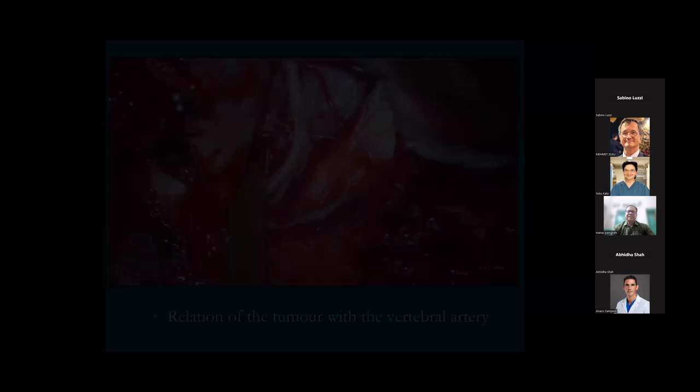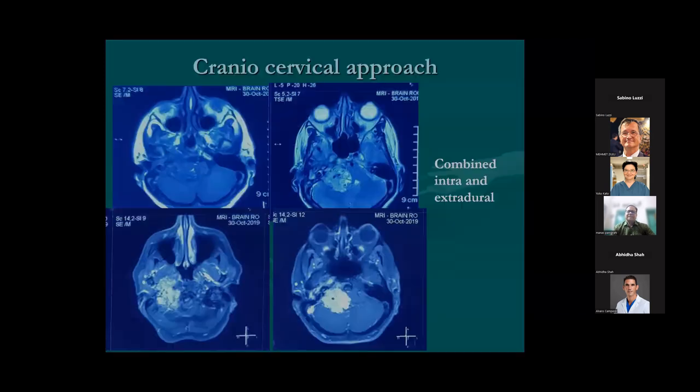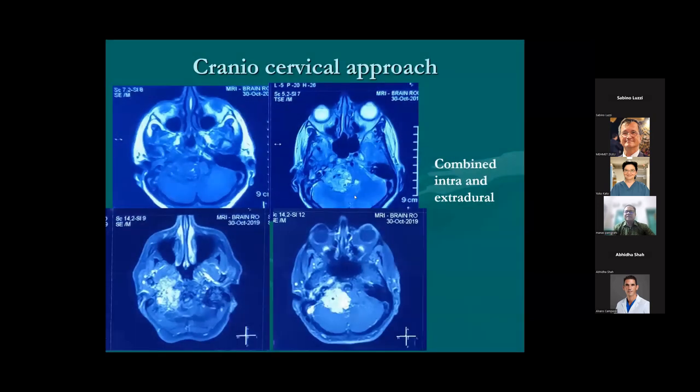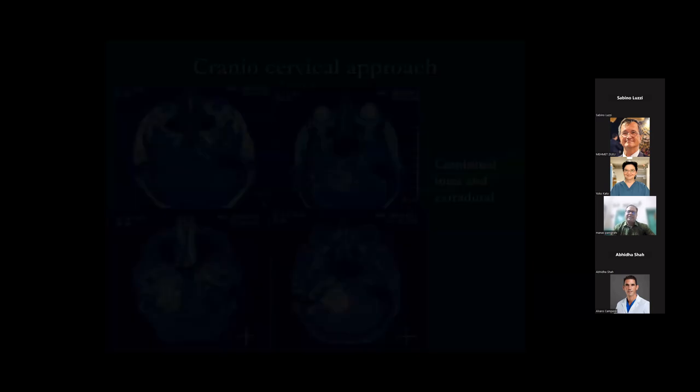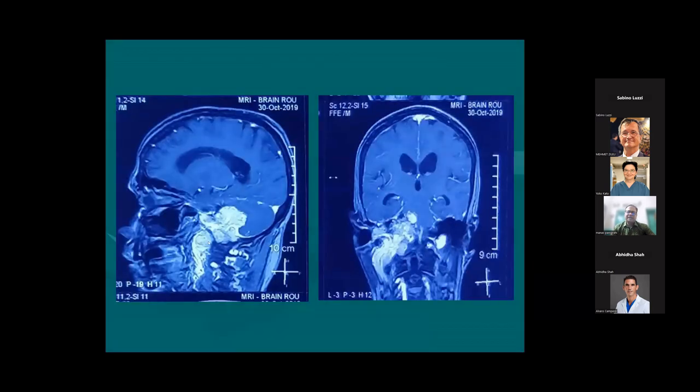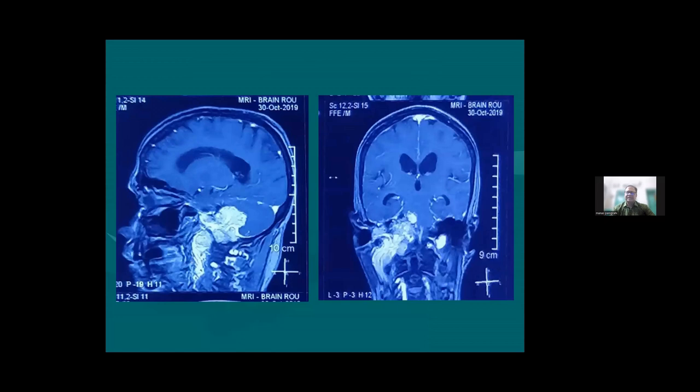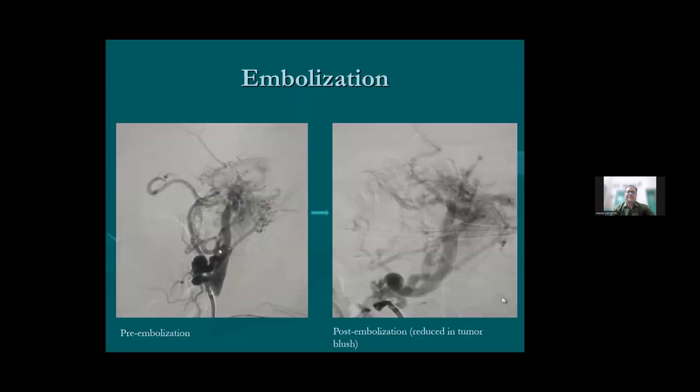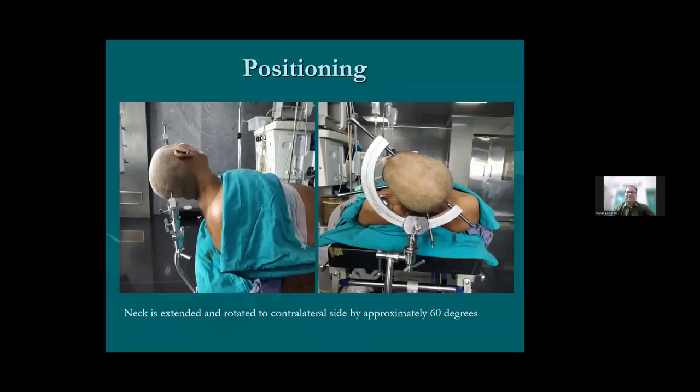So these are the still pictures of the case. But this case has both an extradural component and an intradural component. You can see here the tumor going through the jugular foramen, going outside and coming down to the neck through the jugular foramen. Our diagnosis was a paraganglioma. Embolization was done preoperatively, and tumor blush was reduced.